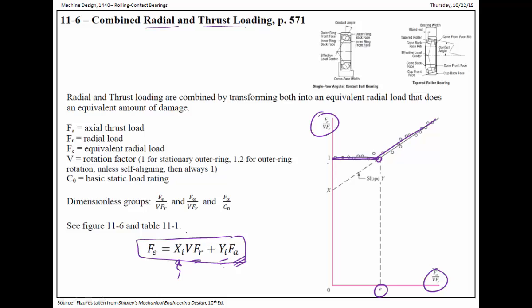Right, and then just a quick comment on the V right here. That's something that's a rotation factor. It's going to be 1 if the outer ring is stationary. By contrast, it's 1.2 if the outer ring is rotating. That would happen if the shaft was stationary and then you had something that was attached to the bearing, some type of a wheel or whatever, and it was rotating. So the outer race is rotating as opposed to the inner race rotating, which would be something like a pump shaft where the housing was attached to the outer race.